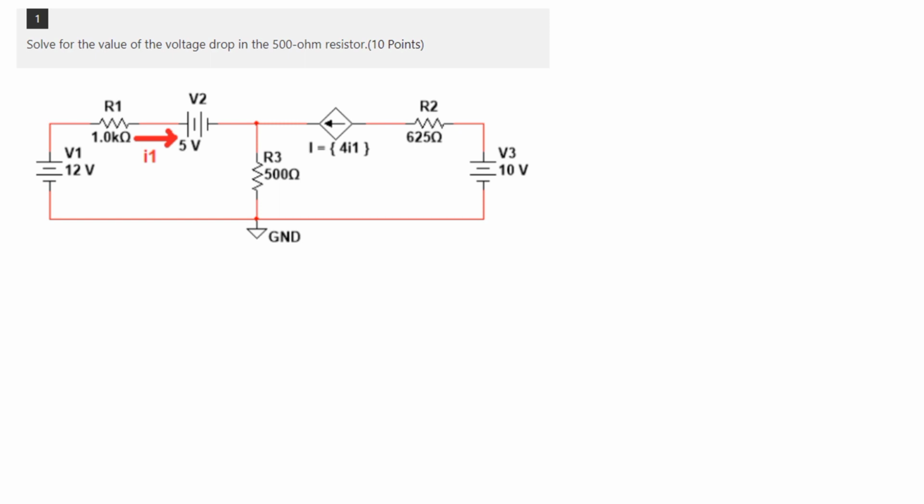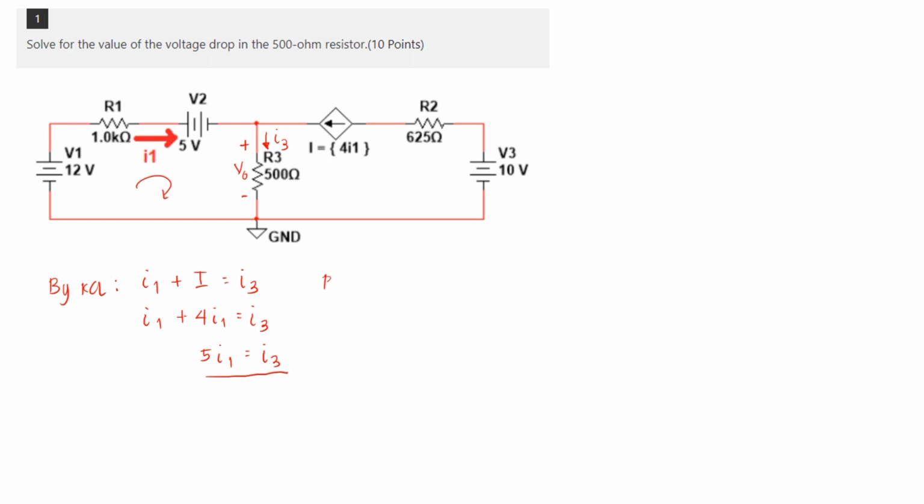So our first problem: solve for the value of the voltage drop in the 500 ohm resistor. Our 500 ohm resistor is R3, so let's say this is our V sub O. Let's analyze the circuit. We have here current I1, and let's say this is current I3. By KCL, we have the equation I1 plus I, the capital I, which is equal to 4I1, equal to I3. Now let's substitute 4I1 in our equation, and we'll have 5I1 is equal to I3.